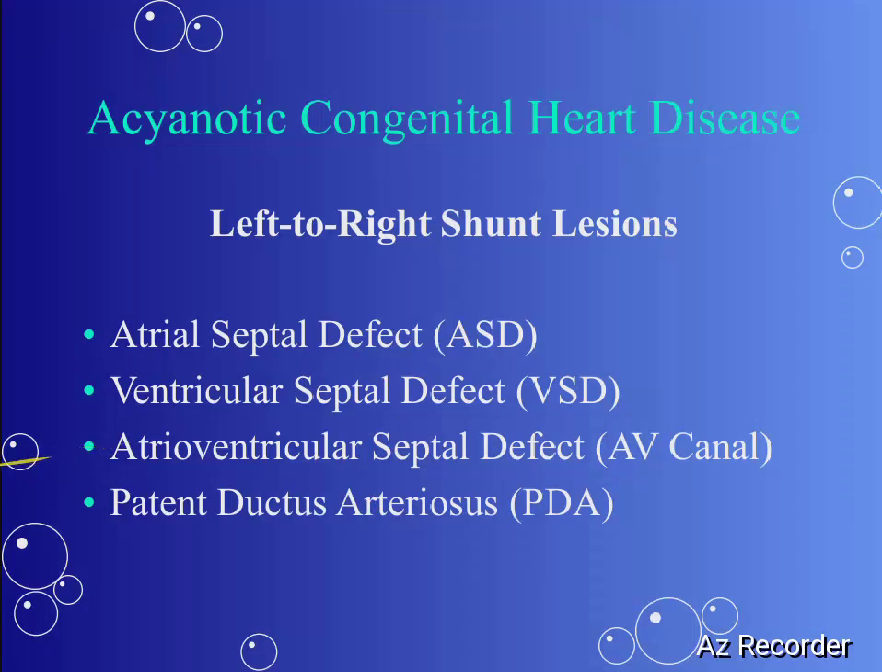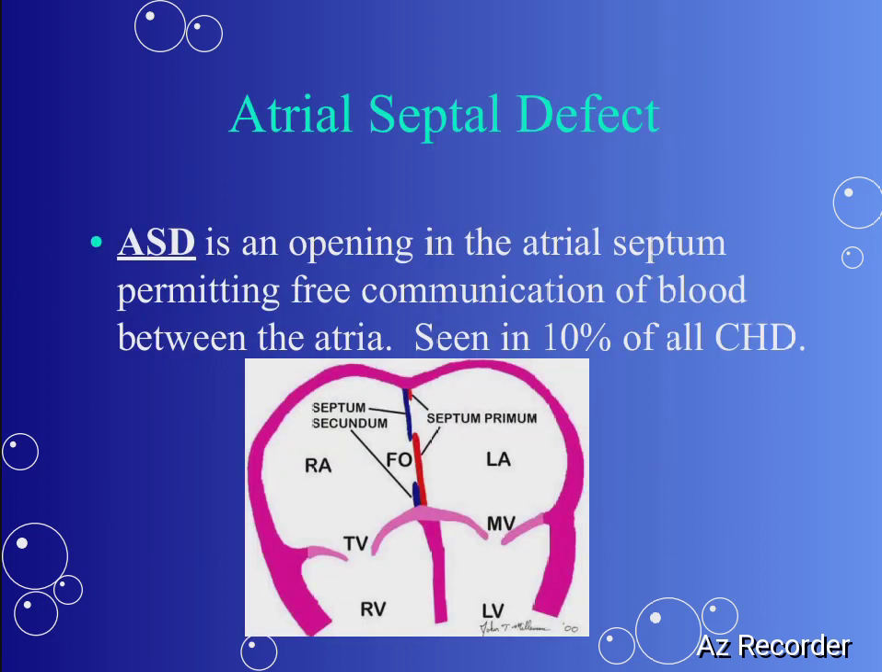Congenital heart disease. Acyanotic congenital heart disease, left to right shunt lesions, which will be the atrial septal defect, ventricular septal defect, atrioventricular septal defect, and the patent ductus arteriosus. Atrial septal defect. This is the opening of the atrial septum, permitting the free communication of the blood between the atria, seen in 10% of all CHD.